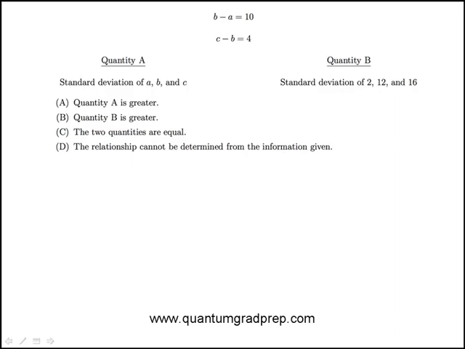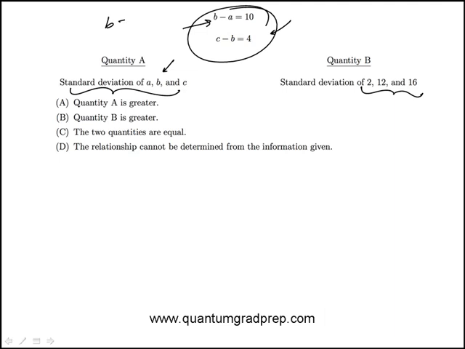So this is a difficult standard deviation problem. We're asked to compare the standard deviation of A, B, and C with these three numbers. And we're also given these relationships. So the first thing we're going to do is to rewrite these terms in terms of one of the variables. You can choose any one, but I'm going to choose A, express everything in terms of A.